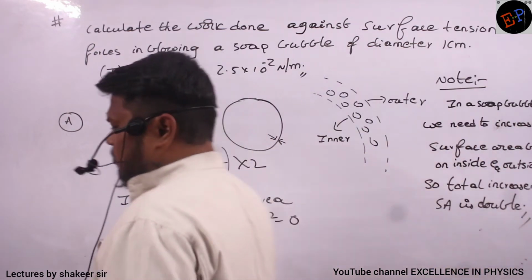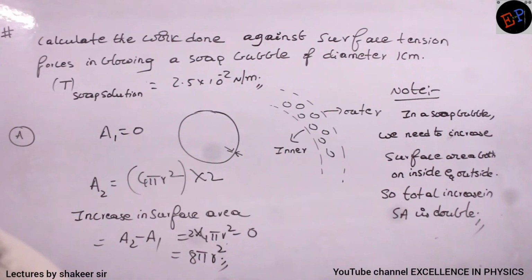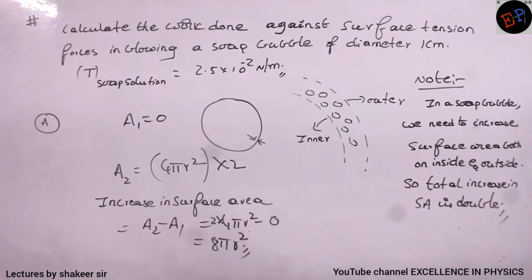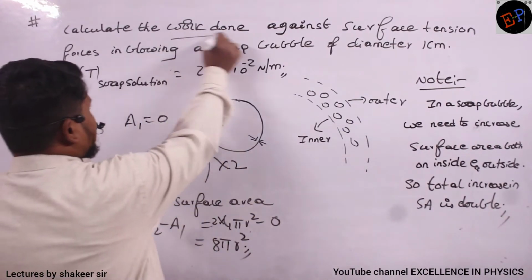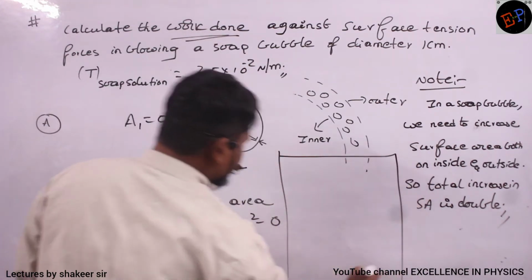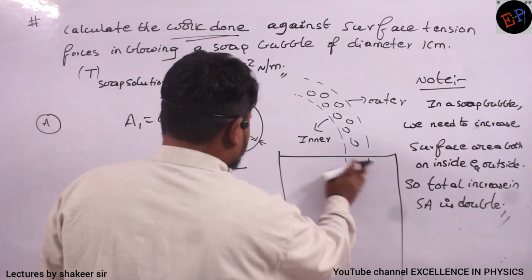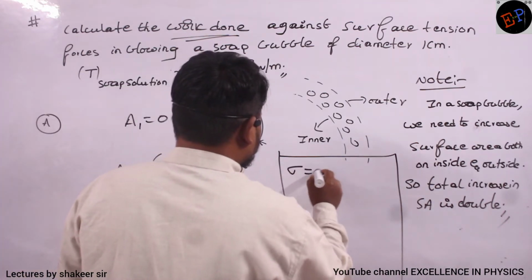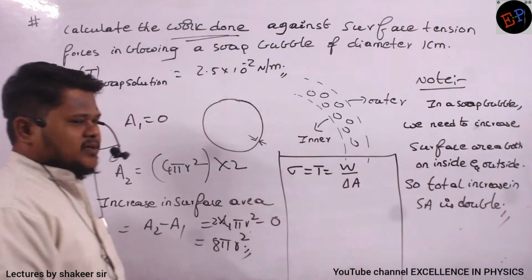Total increase in surface area will be double that of a single surface because it has two surfaces. So now, can't you calculate what he is asking, the work done? What is the relation between work done, surface tension and increase in area? Just now we have studied it. Sigma, the surface tension, is equal to work done divided by increase in area or change in area.